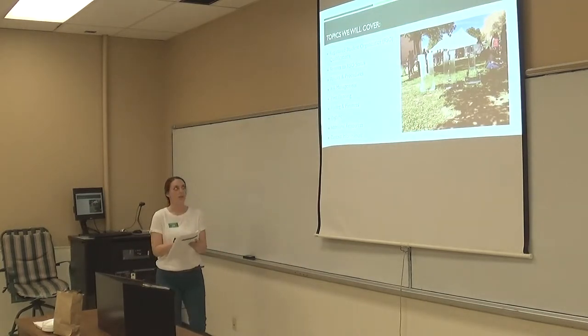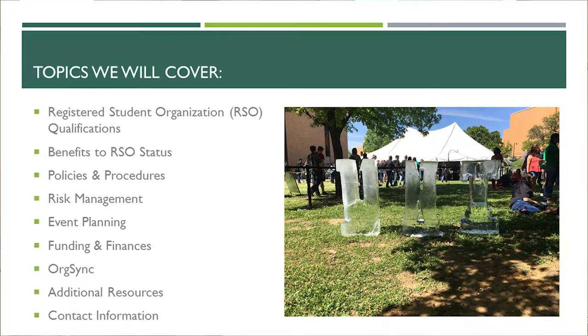Right. So these are some of the things we're going to cover today. We're going to talk about the qualifications to become a registered student organization, some benefits once those organizations become registered. We're going to talk a little bit about some of the policies and procedures that we go over with our student organizations. We're going to touch briefly on risk management. We're going to talk about event planning and some of those pieces through the event application and OrgSync that are beneficial for you all to know. We're going to talk about funding opportunities for the organizations and some financial pieces. We're going to briefly look at OrgSync so I can give you all a few tips and tricks and some things that we go over with organizations through OrgSync. And then some additional resources that we let the student organizations know about, and I also want all of you to know about for them, to encourage them to take part in, and also things that advisors will have for the semester.